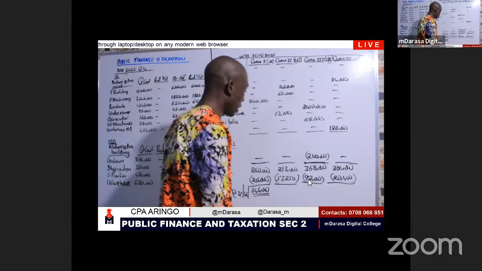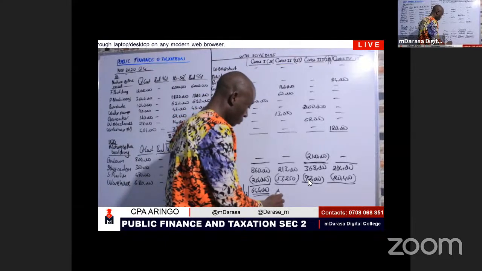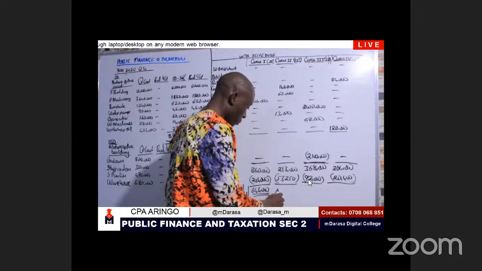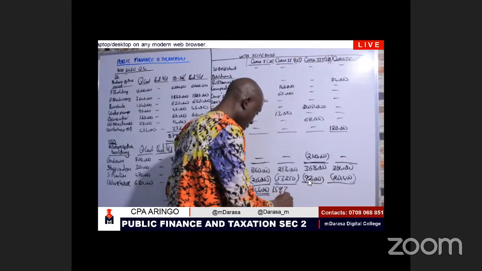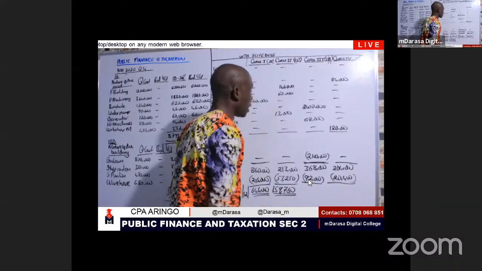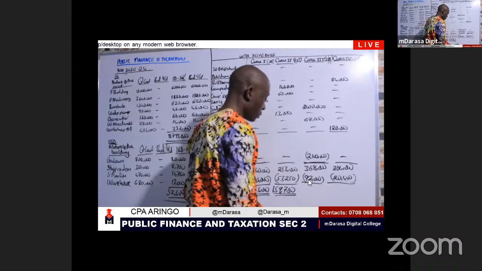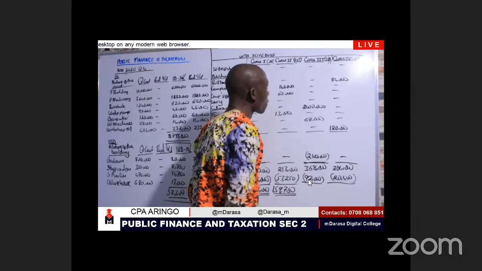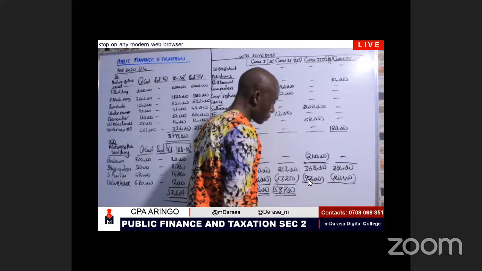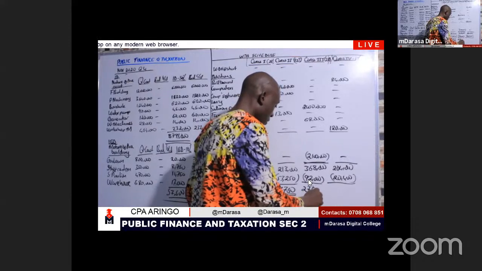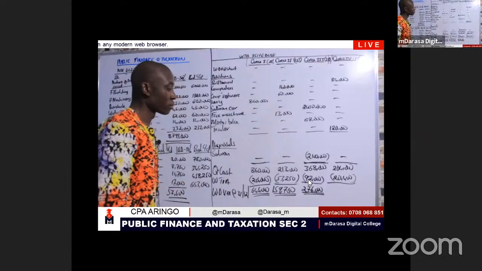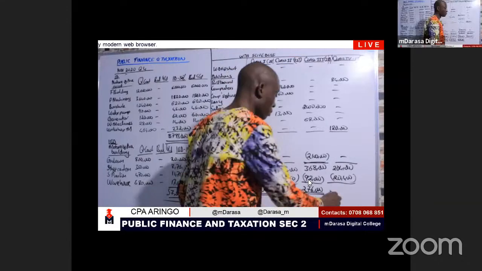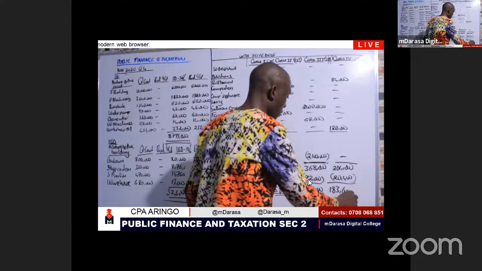Talk about class 2. 159,750. What about the last one, class 3? 276,000. And the last one? 183,600.